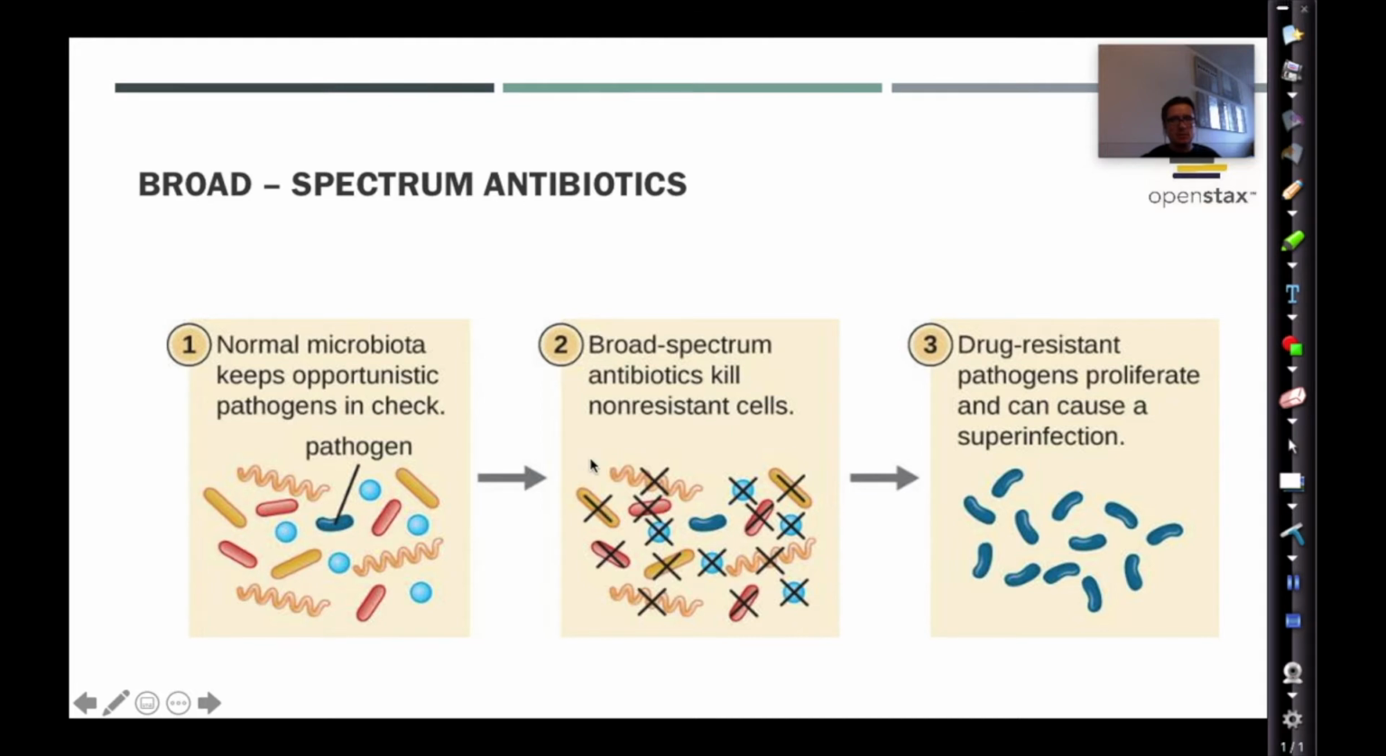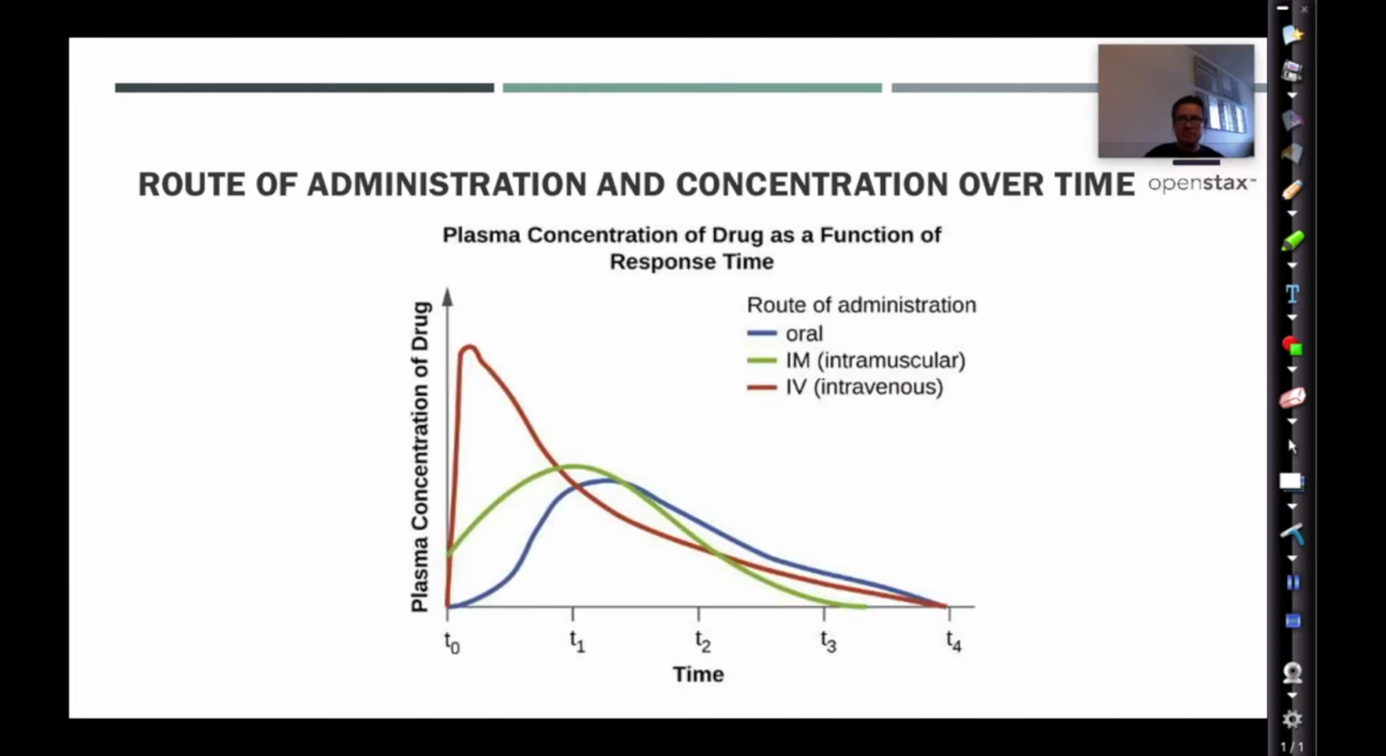Because as you see here, we've killed not only the surrounding microbes from this pathogen, but because we've killed those surrounding microbes, now there is no competition for that pathogenic bacteria. So then it's able to flourish in that particular environment. So that's what a superinfection is. So broad spectrum antibiotics can cause a superinfection by eliminating the competition with other microbes.